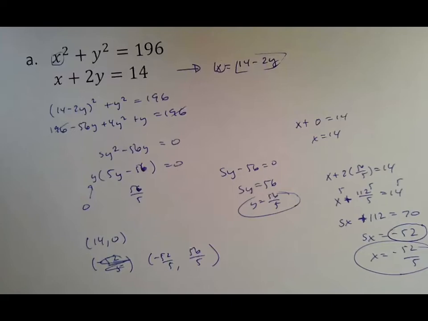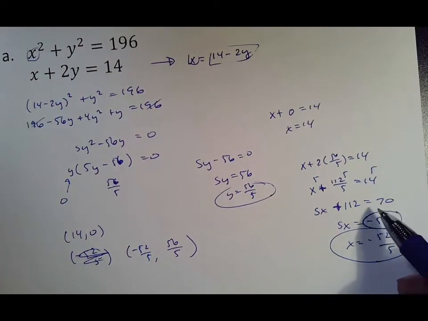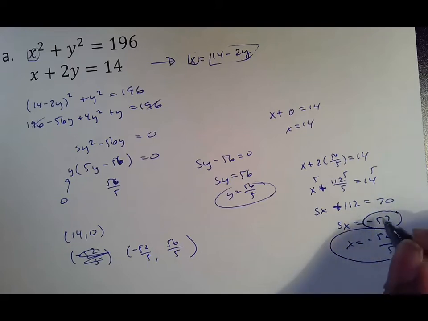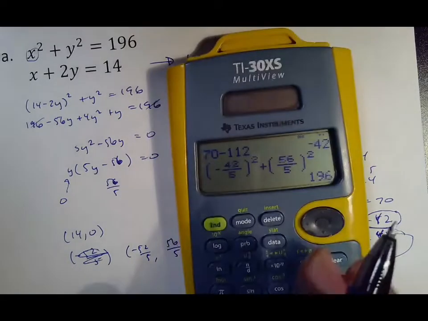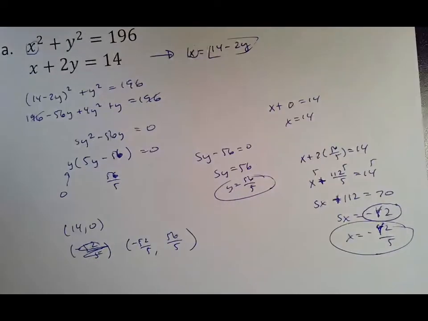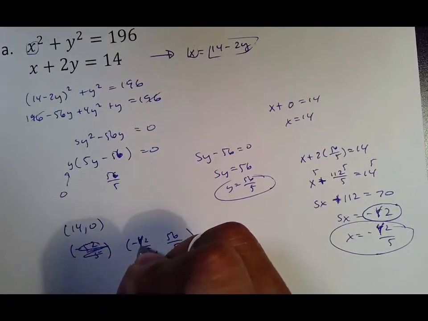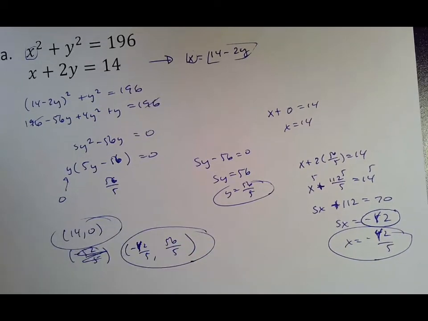Okay, this is me about 3 minutes later looking at all this stuff. I messed up right here when I assumed I knew that 170 minus 112 was 52. It's actually 42, which makes it negative 42 over 5, which then, if you look at my calculator, negative 42 over 5 squared plus 56 over 5 squared is the 196, which means that those are my two solutions. But again, the key thing there is now that you're getting into these higher things, you do want to check it very quickly just to make sure you get it.